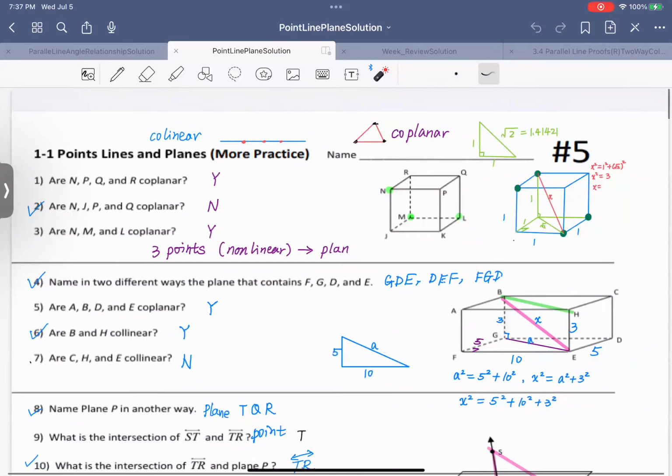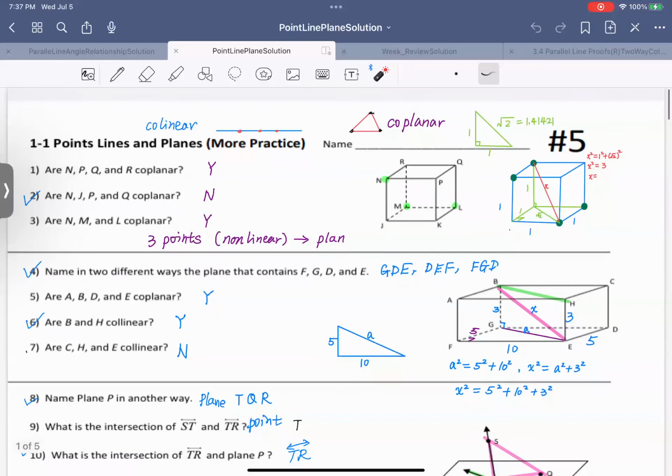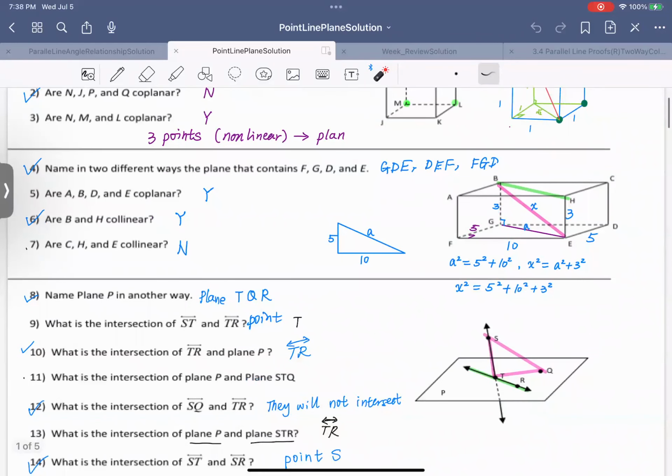And then next one. N, M, L. They ask N, M, L. Well, these 3 points can always form a triangle. These 3 points are not on the same line. So it's always coplanar. So this is yes. That's how we do this one here. And next one, look at this.